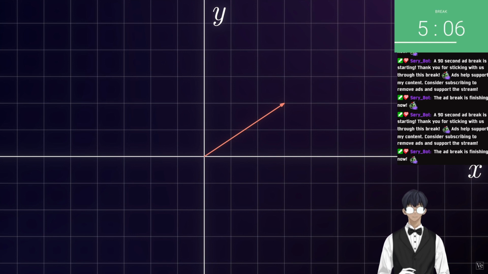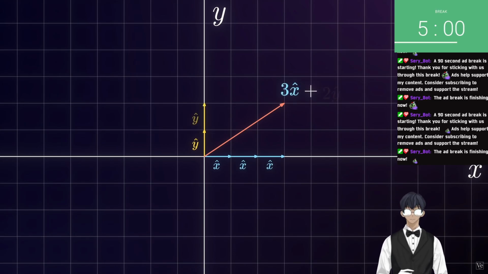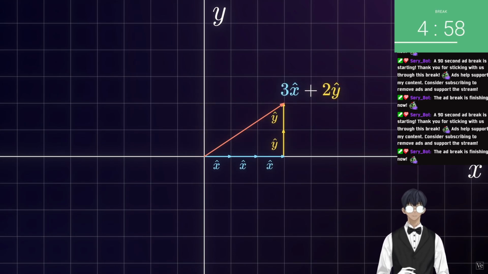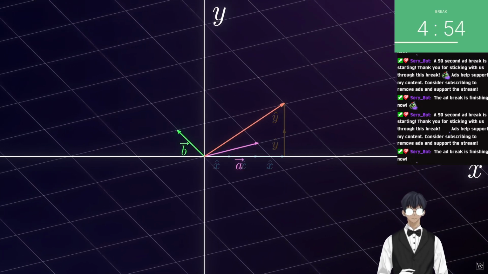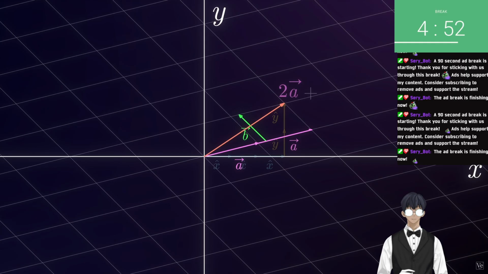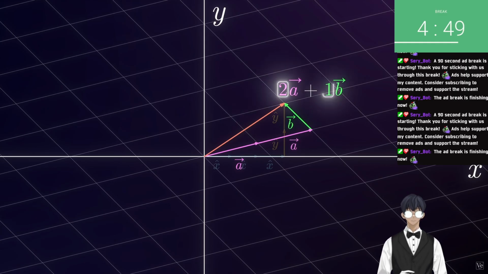You can write a vector as a set of components multiplied by their basis vectors. For example, this vector can be written as 3x hat plus 2y hat. But I can also write this using a different coordinate system. And with these new basis vectors, the original vector is now written as 2a plus 1b.